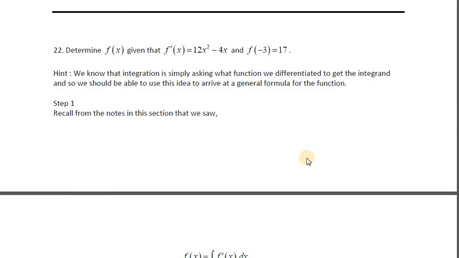Now look at another example. It's a little bit different. Determine f(x) given that f dash x is equal to 12x square minus 4x and f of minus 3 equal to 17. This additional condition is given.